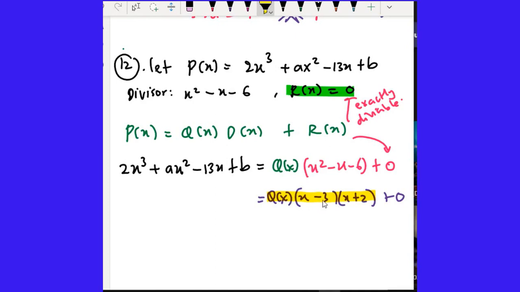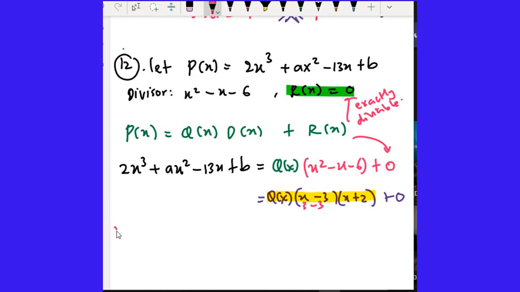Agak-agak siapa tahu? Supaya term jadi 0, substitute apa? Substitute value apa, nak dapat 0? Siapa boleh fikir? X ni apa supaya tolak 3 jadi 0? 3 lah, 3 minus 3, 0.